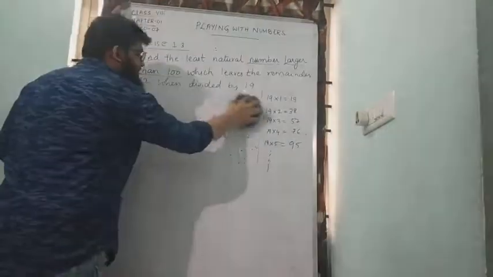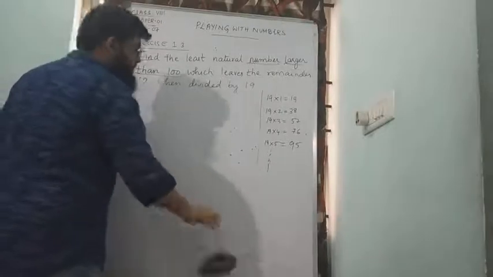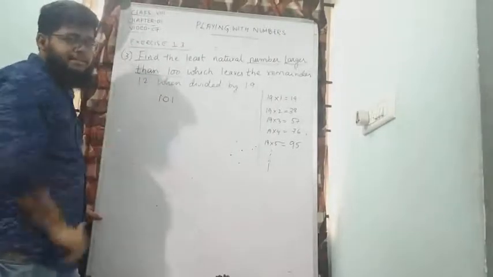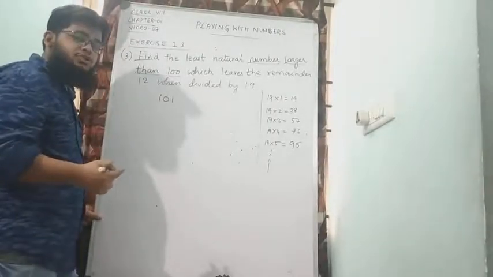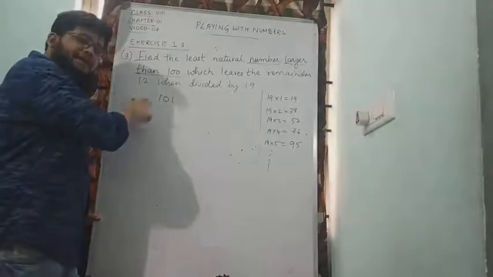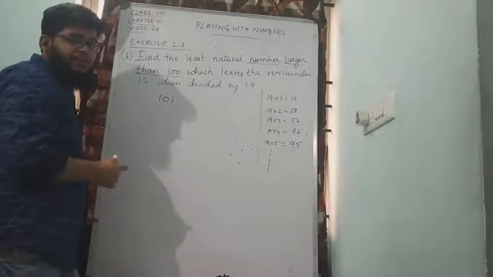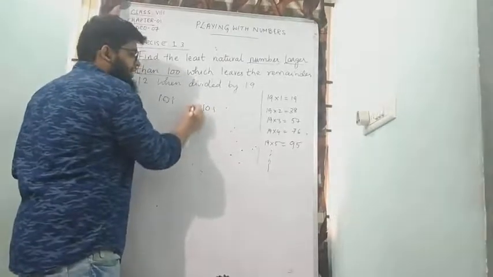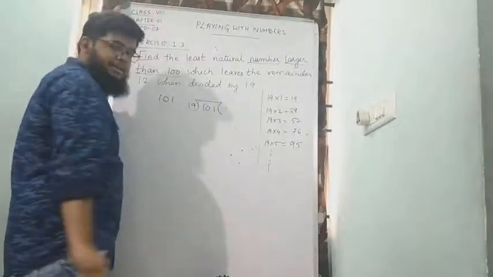So, let us take one example like 101. Is this number greater than 100? Yes, it is greater than 100. What are we supposed to do? Divide this number by 19 and check if the remainder is going to be 12 or not. So I will take 101 and divide this number by 19.